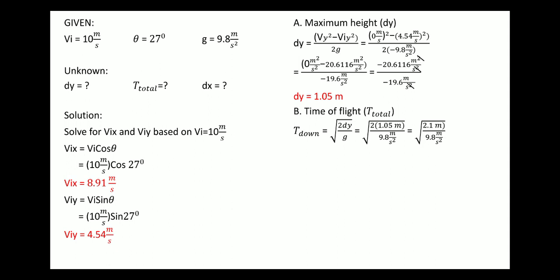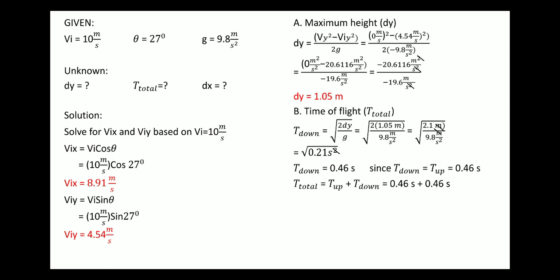So the formula is 2 dy over g. Substituting the value of dy, that is 1.05 meters, multiplied by 2, that is 2.1 meters. Then divided by 9.8, cancel m. So 2.1 divided by 9.8 is equal to 0.21 seconds squared. Cancel square. Then square root of 0.21 is 0.46 second. Since T down is equal to T up, then T up is equal to 0.46 seconds. To get the time total, just add 0.46 seconds plus 0.46. So the time total is 0.92 second.